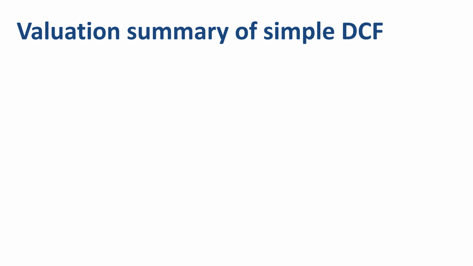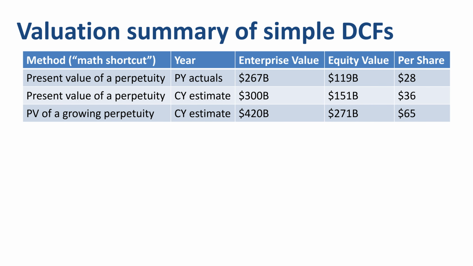Let me summarize the outcomes of these 3 simple discounted cash flow calculations. The present value of a perpetuity applied to prior year actual free cash flow, the present value of a perpetuity applied to current year estimated free cash flow, and the present value of a growing perpetuity applied to current year estimated free cash flow. The enterprise value goes up by 12% when moving from option 1 to option 2, and 40% when moving from option 2 to option 3.